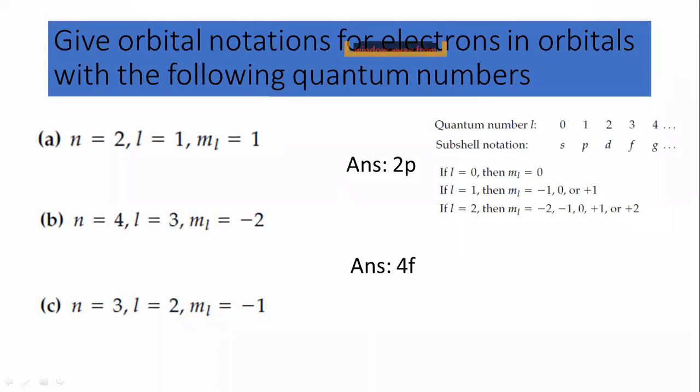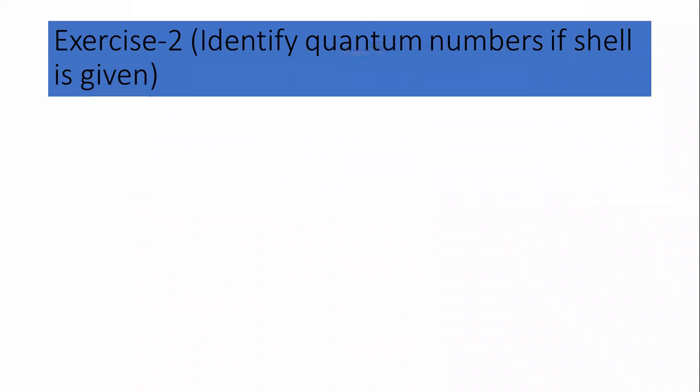3D. Very rightly you have said this is the 3D. 3 is the principal quantum number and L value is 2. And when L value is 2, that is the D subshell, and the designation of this subshell is the 3D subshell. So let's do the reverse calculation.